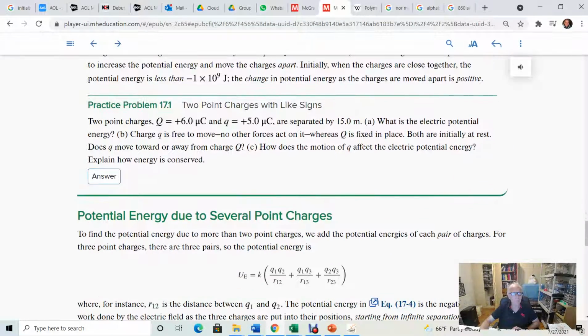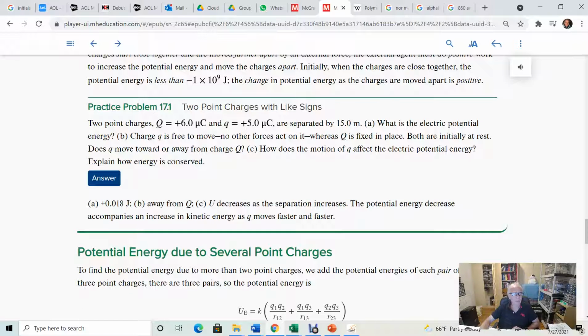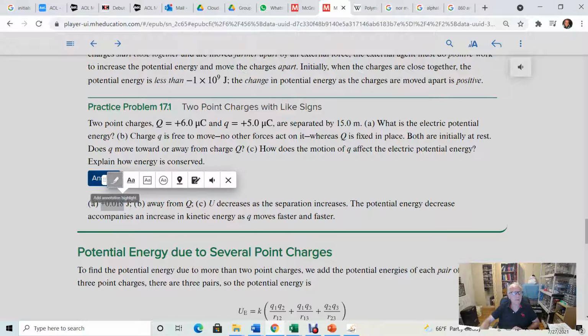Okay. Two point charges with like sign. Okay, let's do this. When you do two point charges with like sign, it's going to be positive potential energy. Here you go. 15 meters. Electric potential energy. If you do the math, you're going to get 0.018.